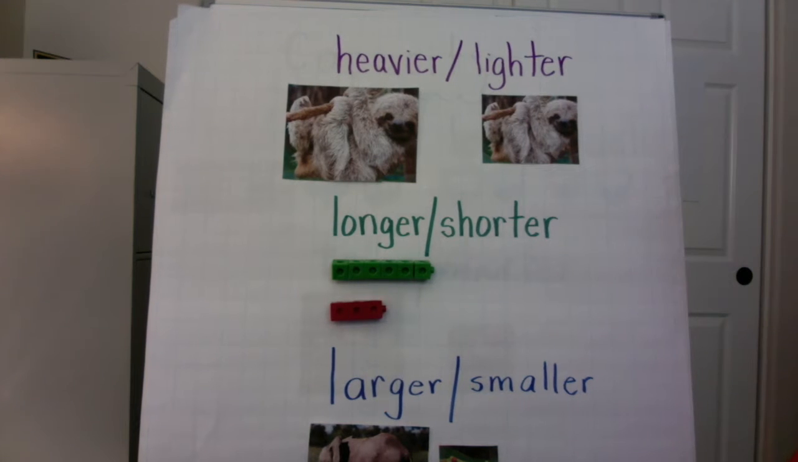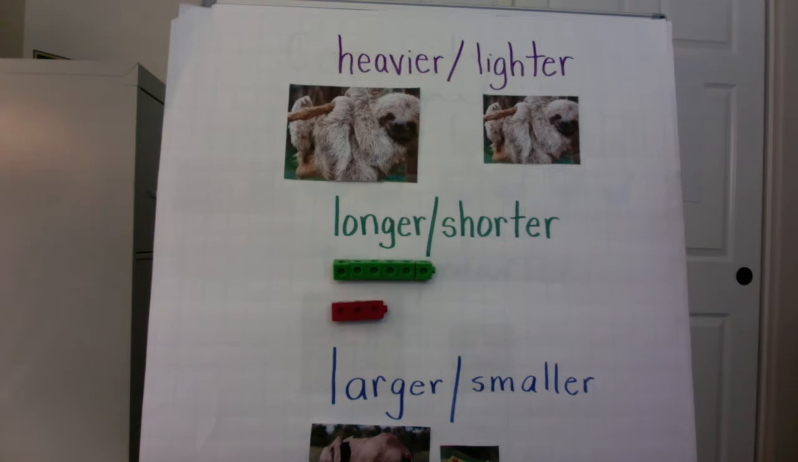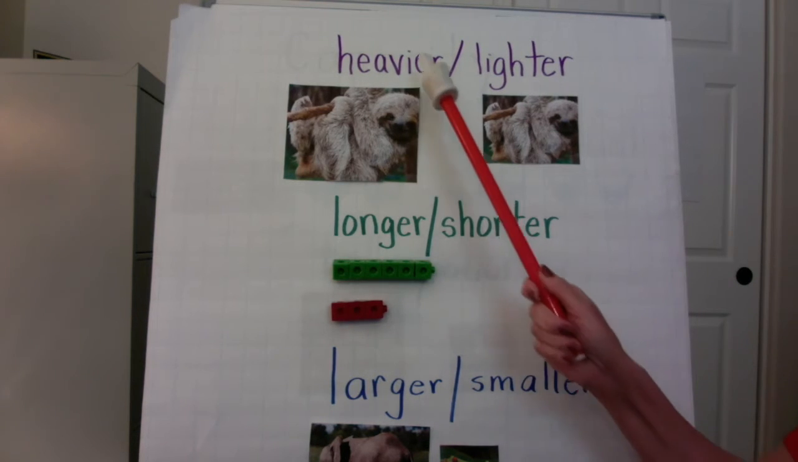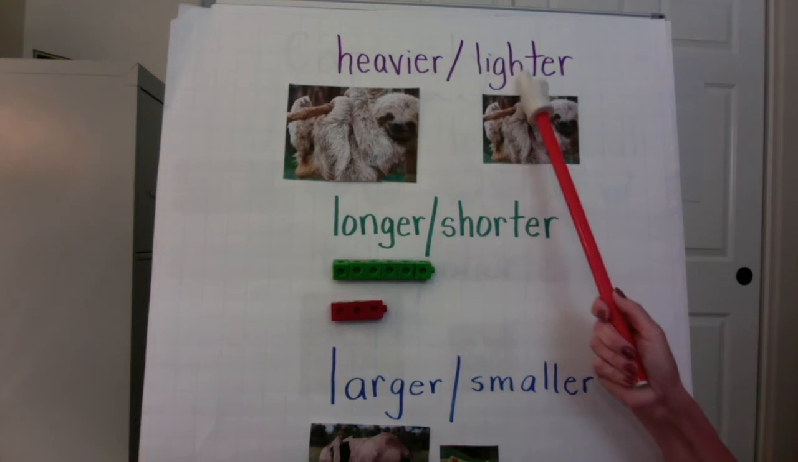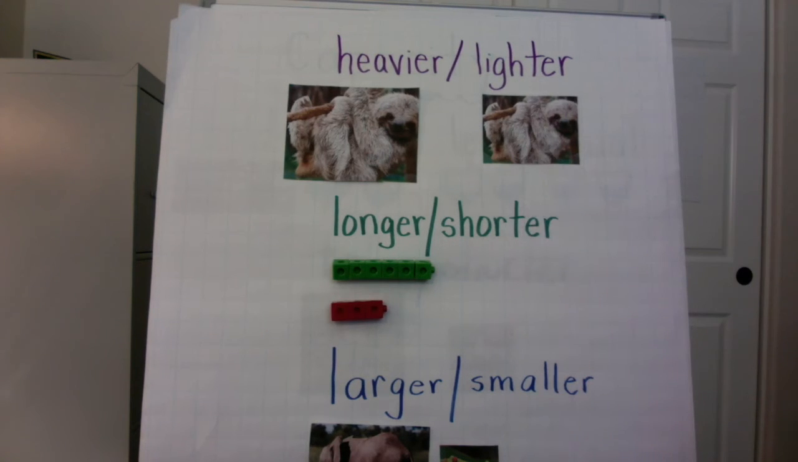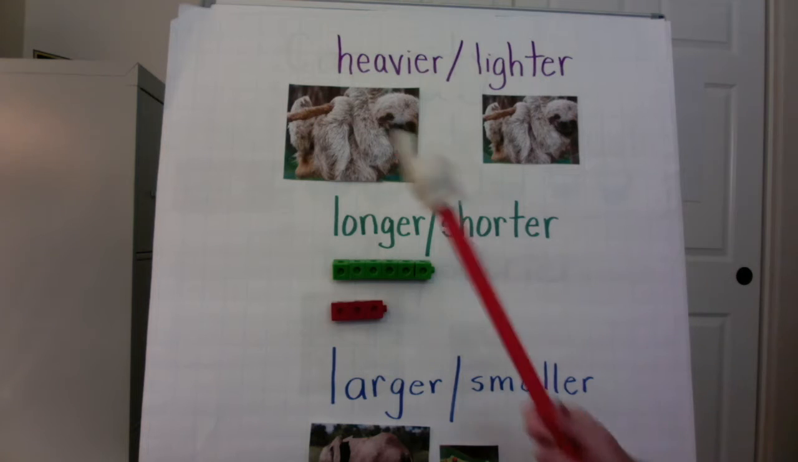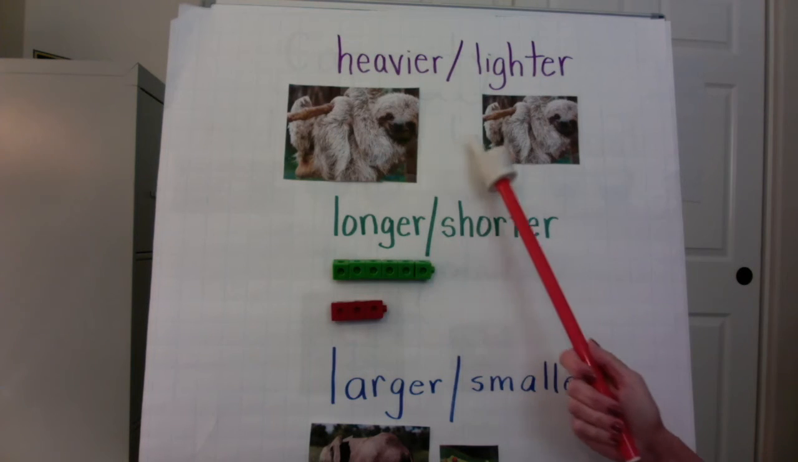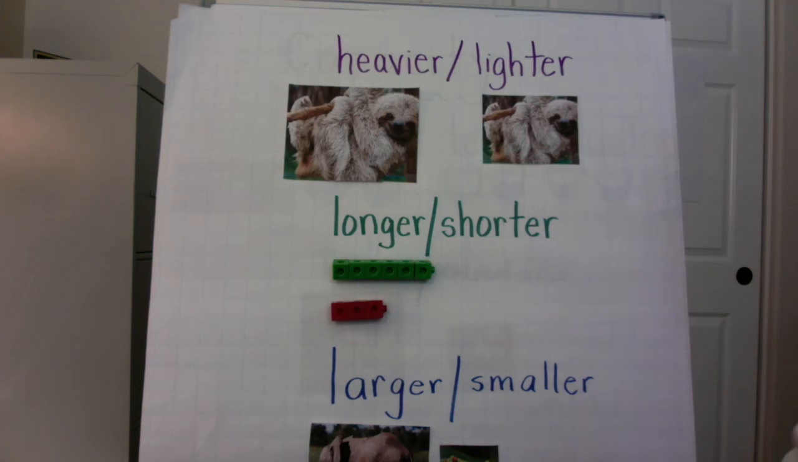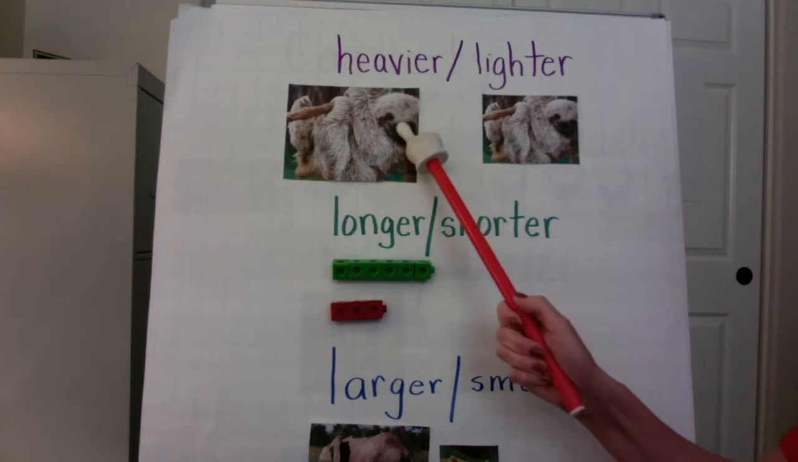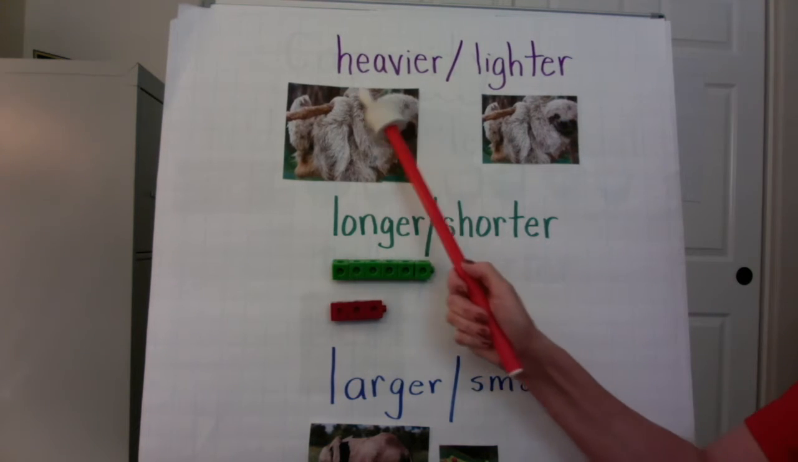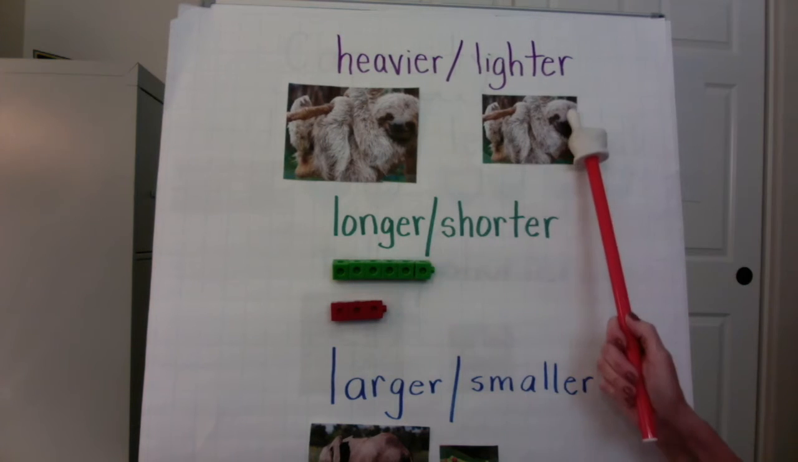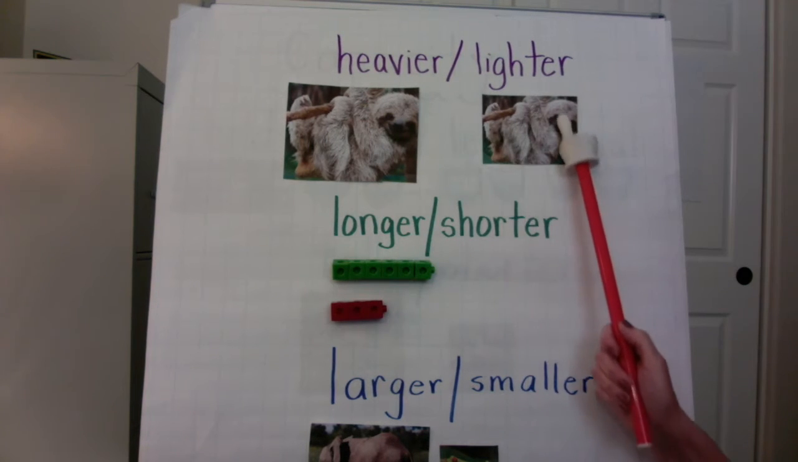Okay, for a math lesson today, we're going to be comparing and we're going to be doing measurement. So the first thing we're going to look at is heavier and lighter. So which one do you think is heavier? Which sloth is heavier? The one on the left or the one on the right? I think probably this one is heavier because it's bigger or larger. This one is lighter because it's smaller.